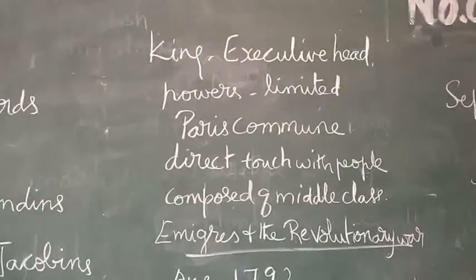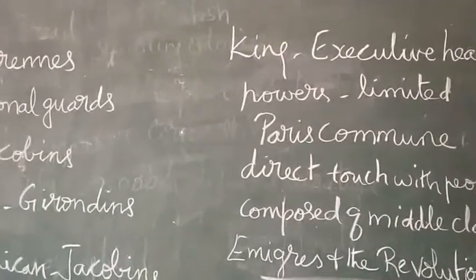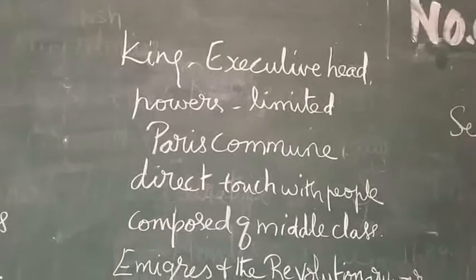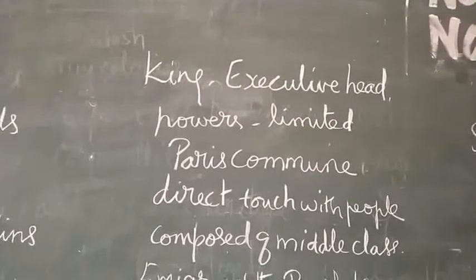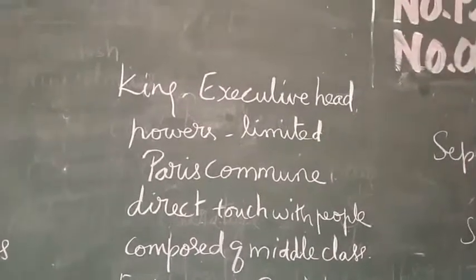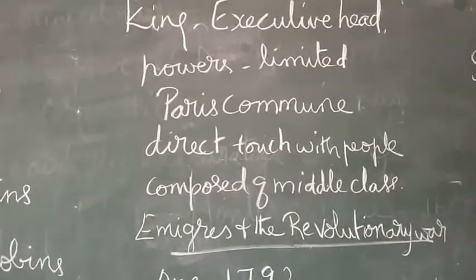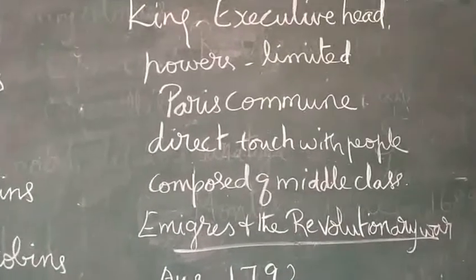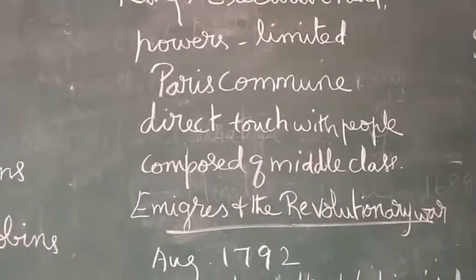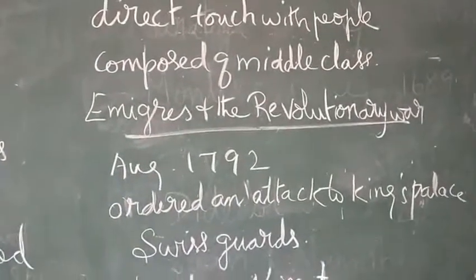The king was only the executive head, but the powers were limited for the king. The power should not be taken by the king, he only had it in name. The common people who stormed the Bastille became a development around the revolutionary energy. This is called the Paris Commune. And this commune is in direct touch with the middle class people, direct contact with the people. It is fully composed of the moderate middle class. So this is the Constitution of 1791 and the emigres and the revolutionary war.